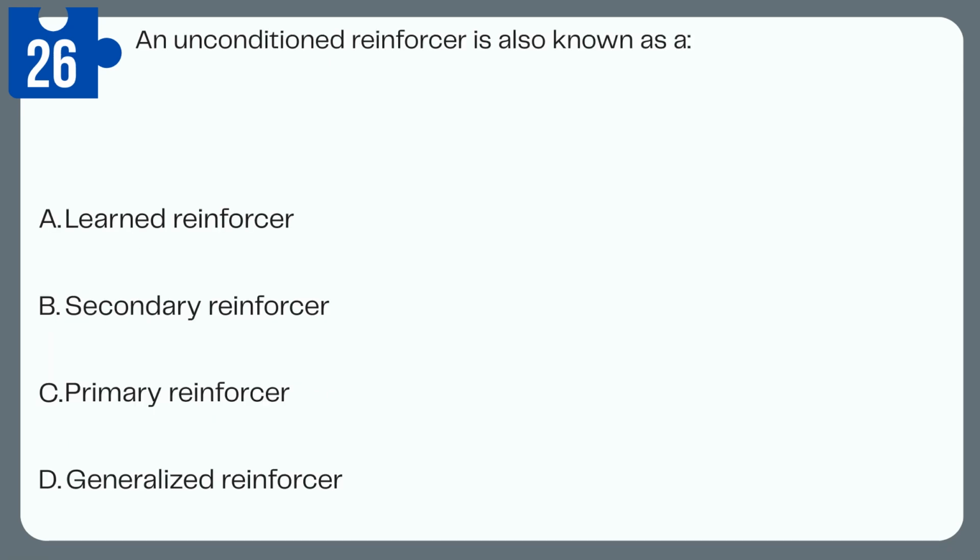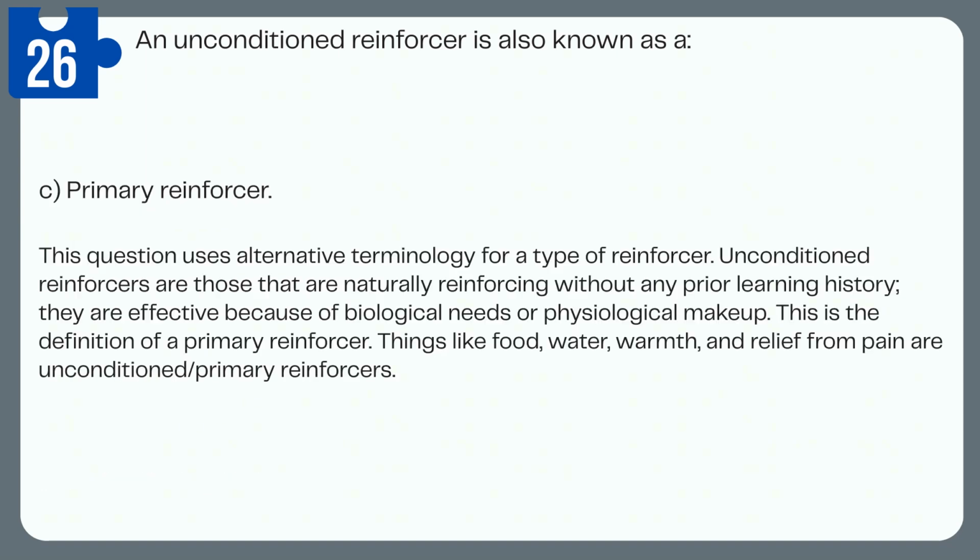Question 26. An unconditioned reinforcer is also known as A. Learned reinforcer. B. Secondary reinforcer. C. Primary reinforcer. D. Generalized reinforcer. Answer: C. Primary reinforcer. This question uses alternative terminology for a type of reinforcer.